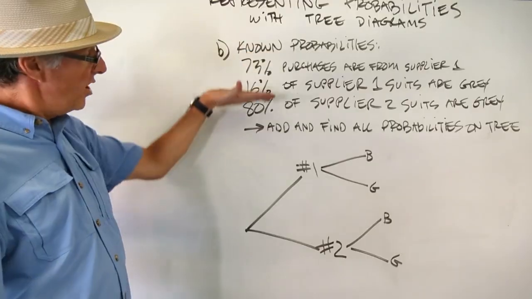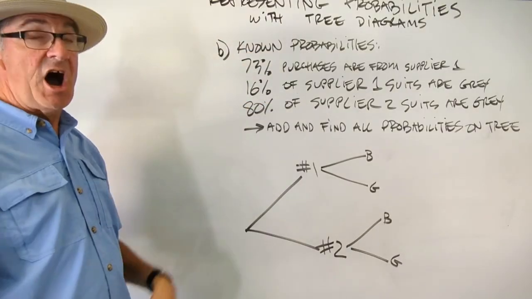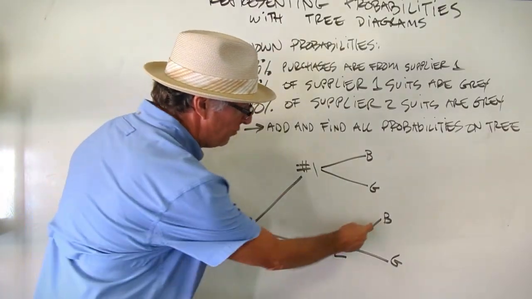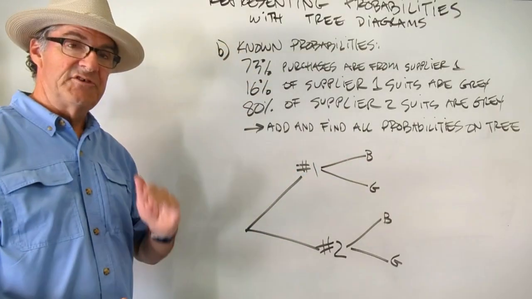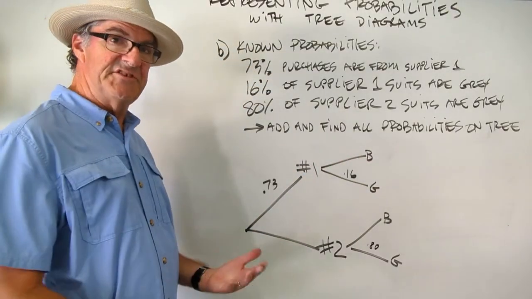So why don't you pause the video and put that information on your diagram. Put it right by the branch that you think it goes with. So pause the video, do that, and come back. Okay, let's see how you did.